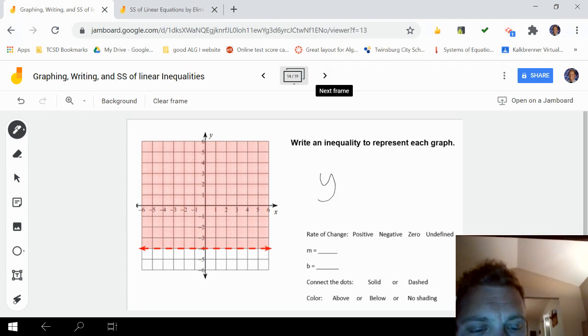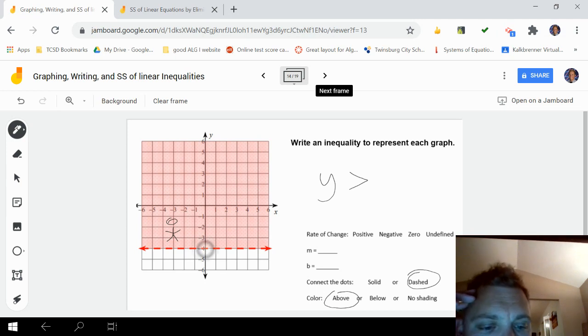Is this solid or dashed? It's dashed, so we know it's going to be without the reminder. Is that shaded above or below? Again, if we're walking on this line, it's shaded above, right? So that's going to be above, meaning greater than. Dashed. And then what is my b? My b is -4. You can see right here, -4.